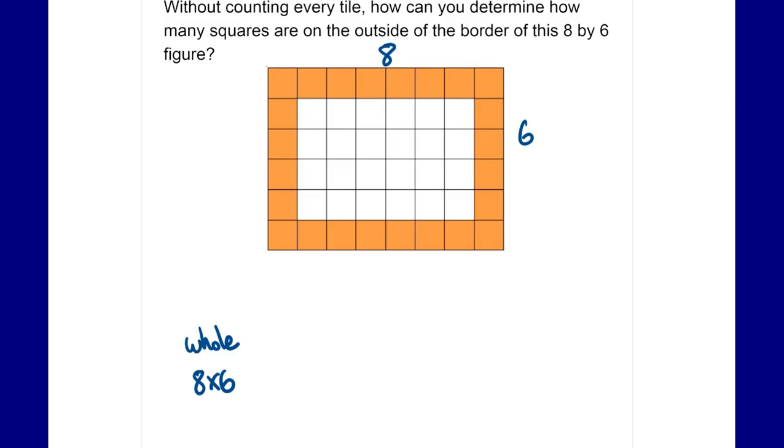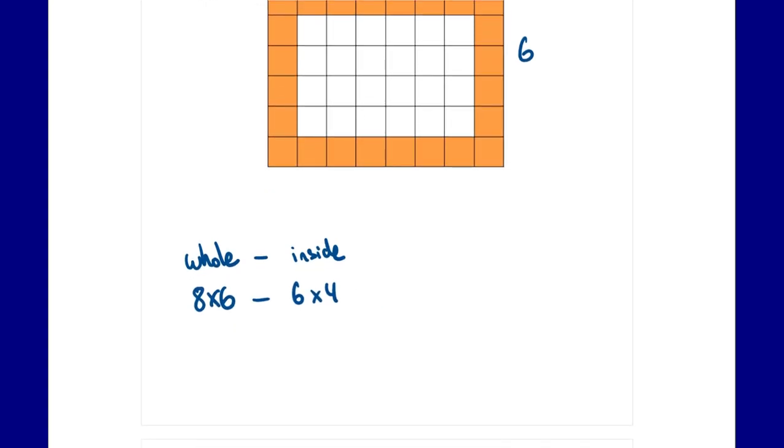So if I'm looking at everything on the inside, in white, that's going to be 2 tiles less for the length. So it's going to be a 6 by 4 tile instead. And what I can do, if I just want the border, I can take the whole shape minus the inside shape, and that will give me the border.